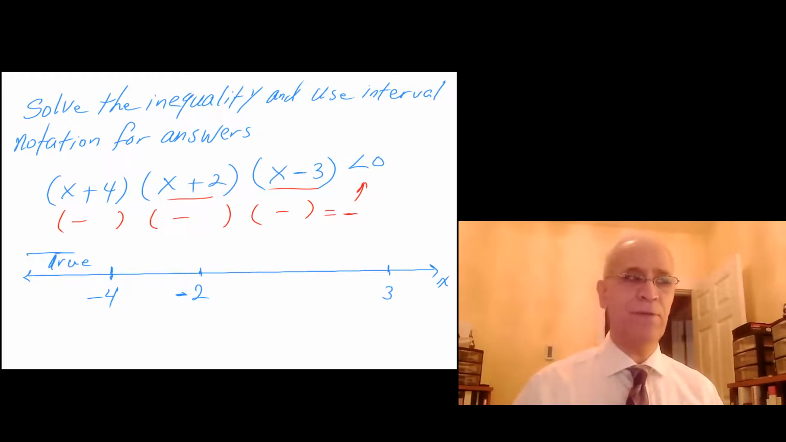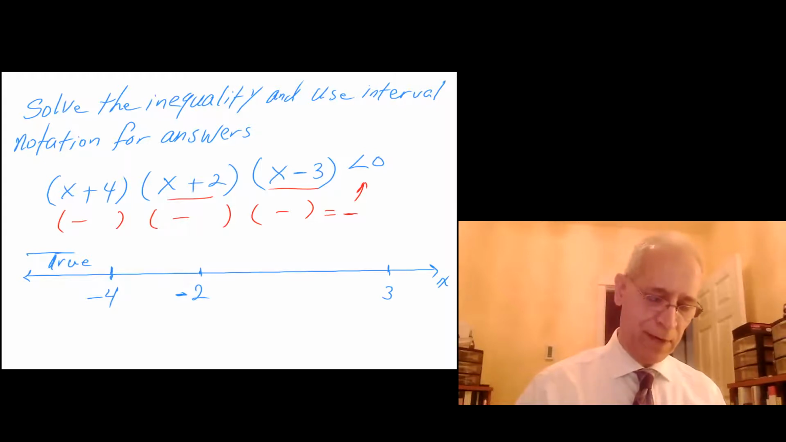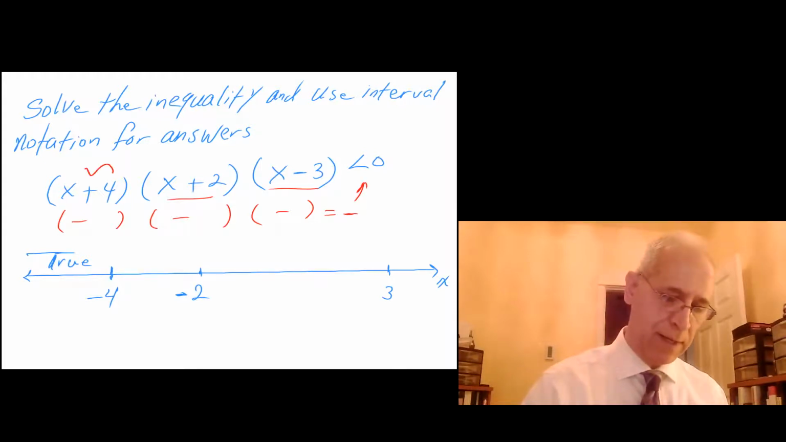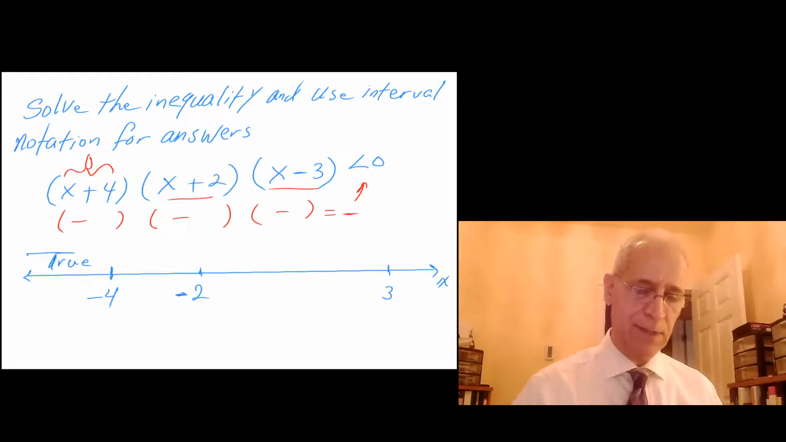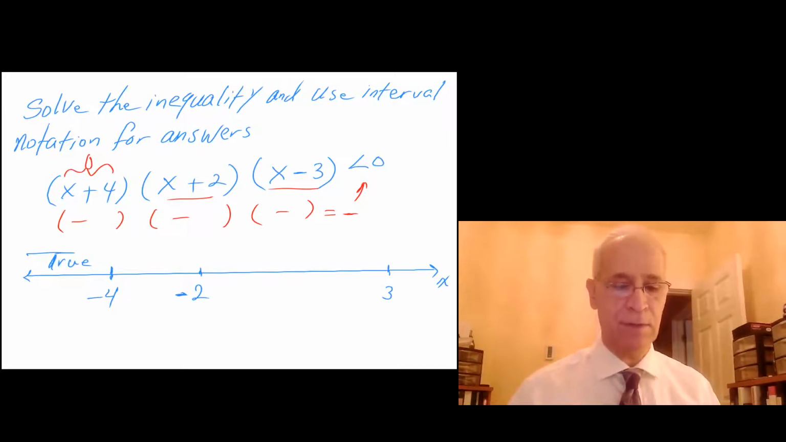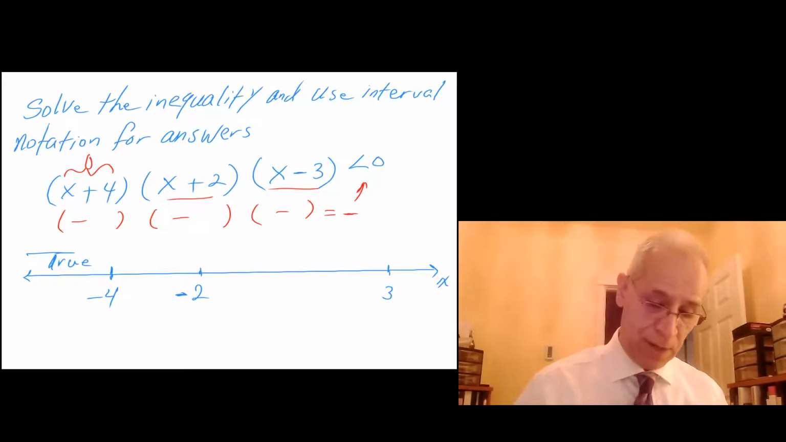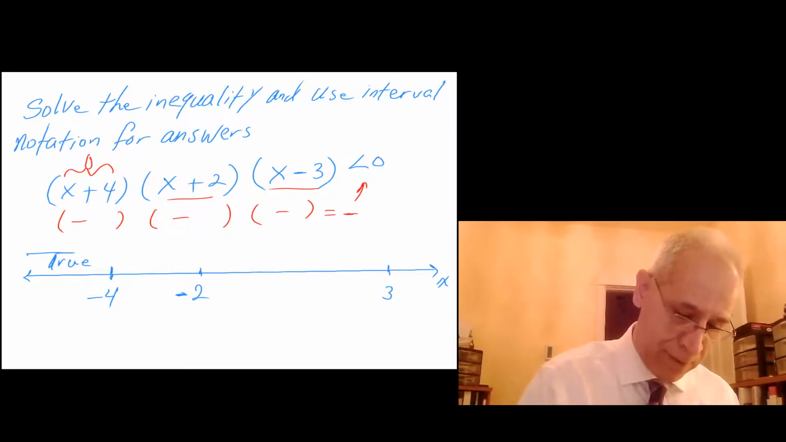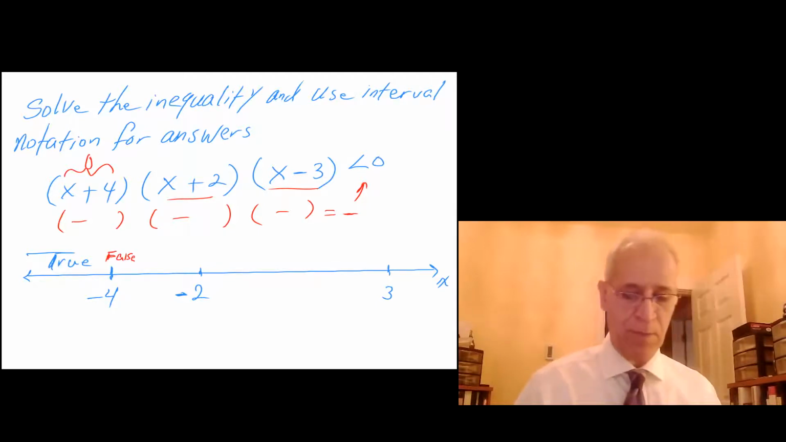How about -4 itself? Notice that if I plug in -4 in here, I get a 0, and 0 times anything is 0, and 0 cannot be smaller than 0. So I'm going to put a little f for false. For -4, I'm going to put false.